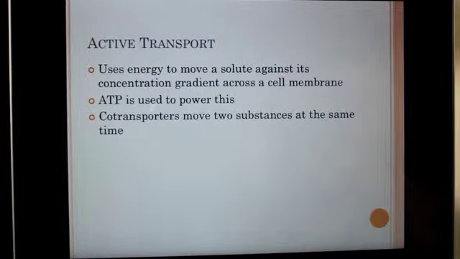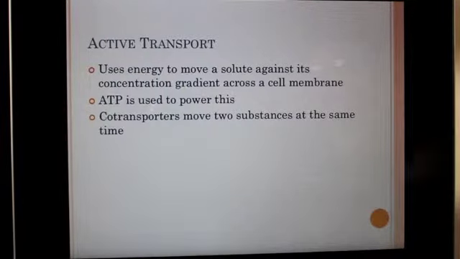Now, active transport needs energy because you're moving a solute against its concentration gradient across the cell membrane. So this would be like if you have a lot of one substance in the cell but you need more and you're pumping it in. ATP is used to power this.